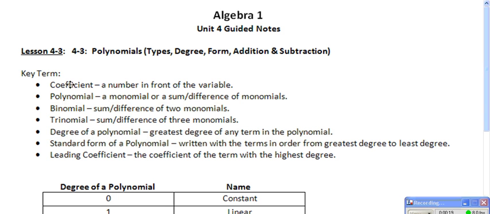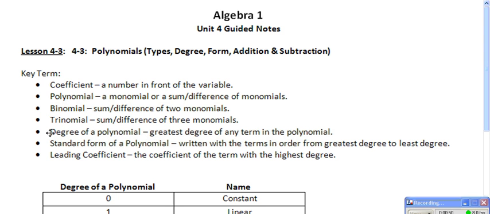Coefficient, we talked about it before, it's the number in front of a variable. A polynomial, basically everything we deal with today is a polynomial in some way, shape, or form. There's just more specific names other than polynomial. We talked about what a monomial is. A binomial is a sum or difference of two monomials. Trinomial, sum or difference of three monomials. Anything above that trinomial, we basically just call it a polynomial.